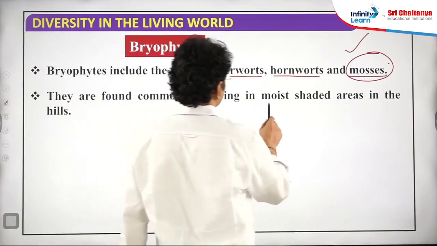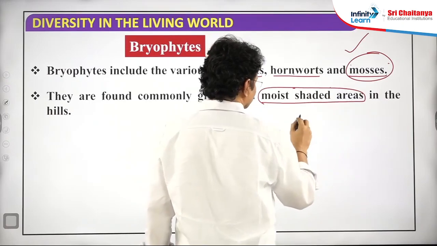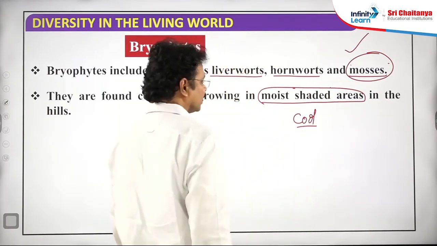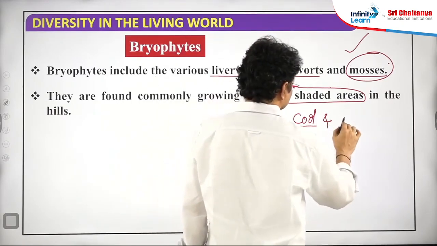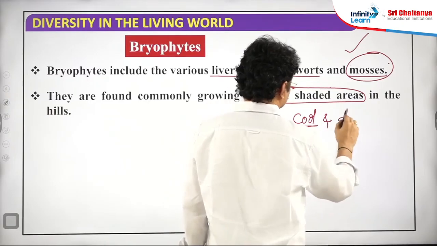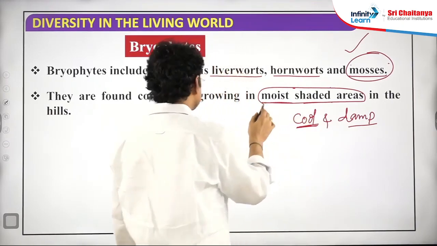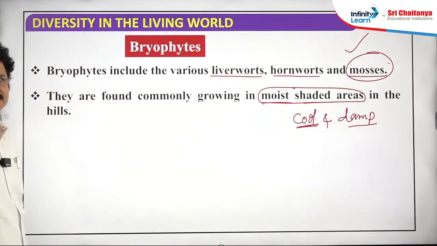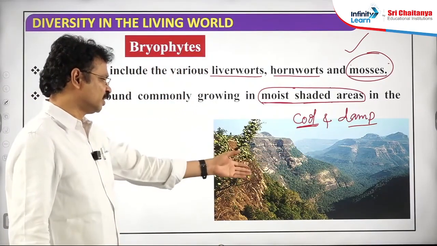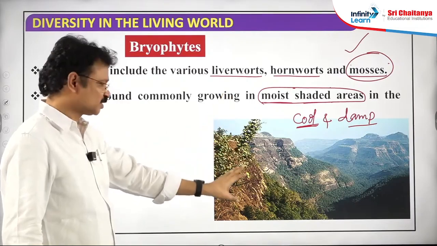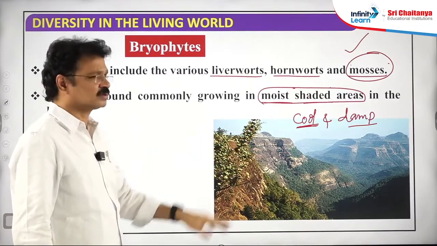The common habitat of the Bryophytes is moisture, shaded areas, cool and damp places. That is a favorable area for growth of Bryophytes. Cool area and moisture, shady area is essential. Damp, cool, shaded, moist area is essential for growth of bryophytic plants. Hill surface areas in heavy rainfall areas like North India and Ooty, Kodaikanal, where the hilly slopes are there and continuous rains, cool, damp area is there. That area is suitable for growth of Bryophytes.